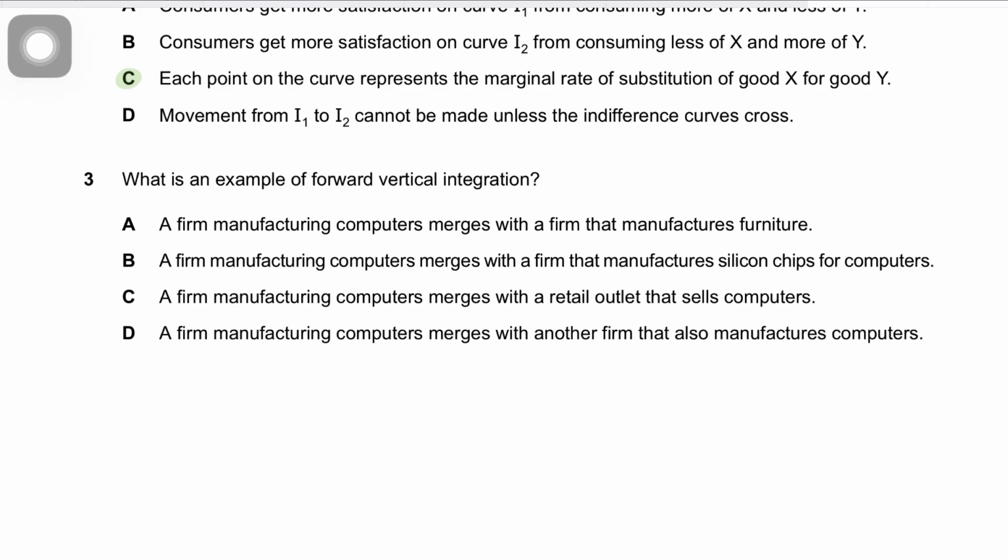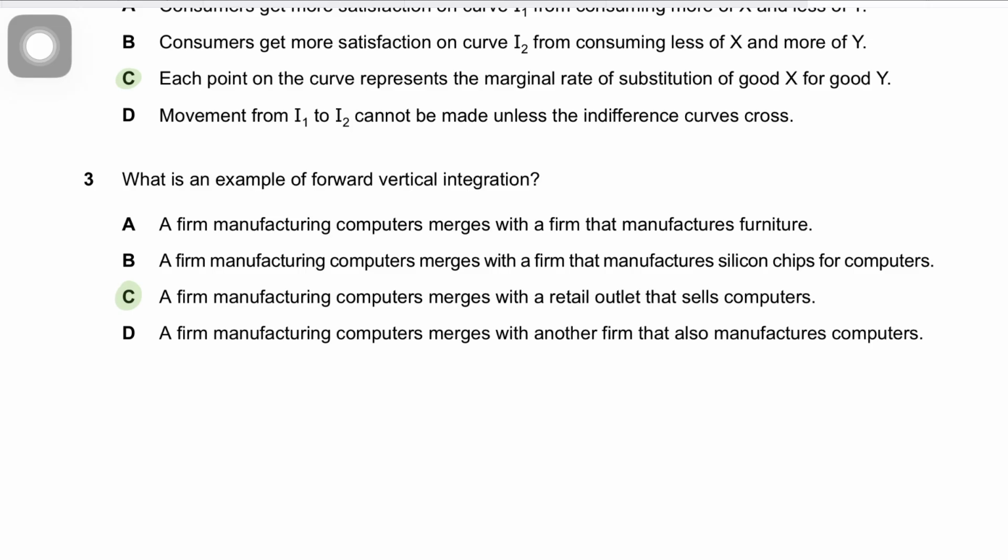It occurs when a firm merges with or takes over a business at a later stage of production or distribution. So let's say a computer manufacturer is buying a retail outlet. The moment a manufacturer buys a retail outlet, you're actually moving closer to the final consumer. So you are the manufacturer, but when you buy the retail outlet, you move closer to the final consumer, right? So that is why it's called forward vertical integration.